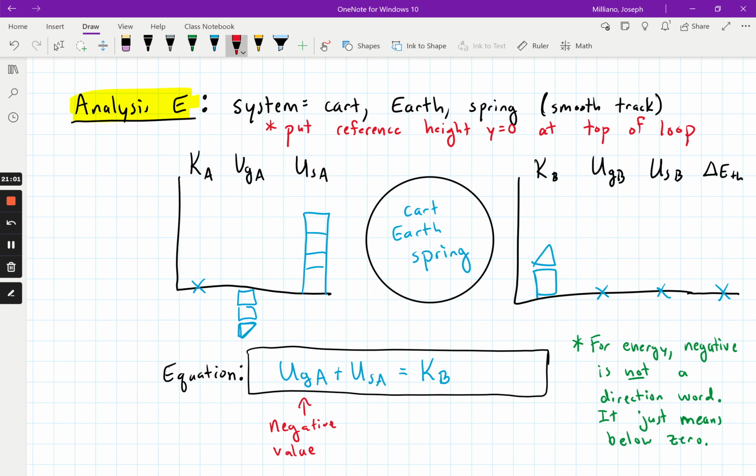I'll end this with the reminder that's in green in the bottom right-hand corner of the screen, which says for energy, negative is not a direction word. It just is a word that means below 0. So in this class, we've often used negative to mean something like to the left with vector quantities. Energy is a scalar, it's just an amount. So when we have negative, we just mean less than 0. We don't mean to the left.